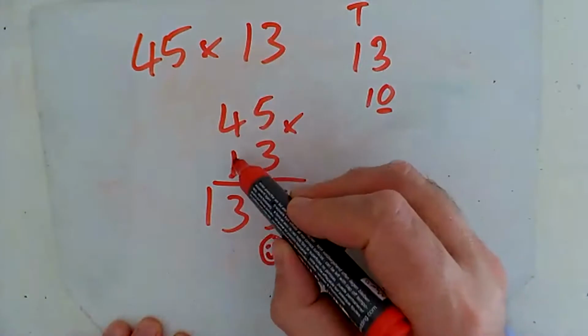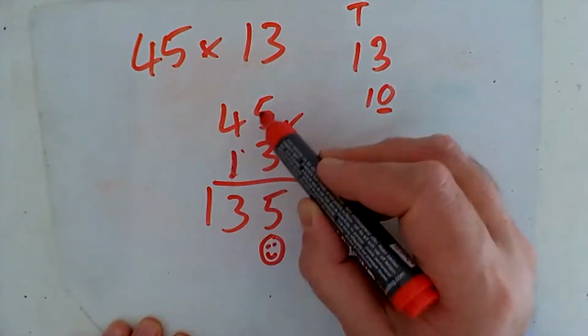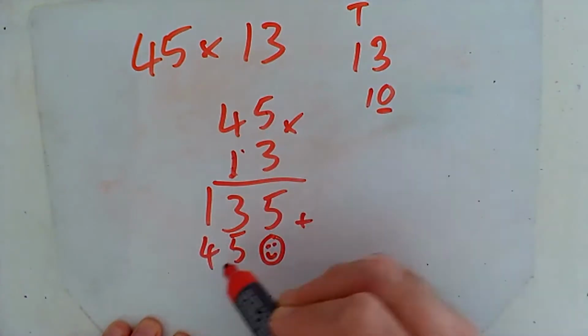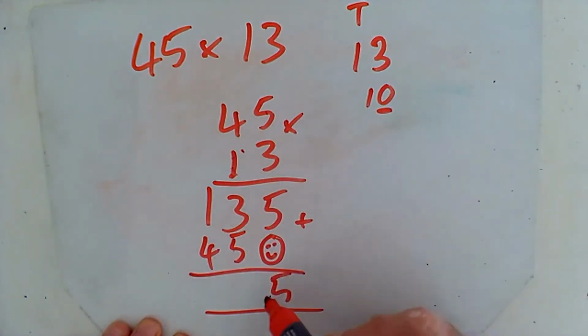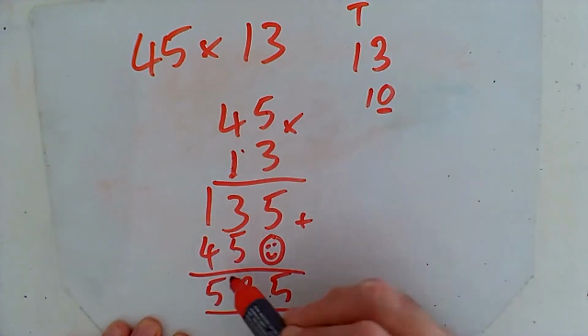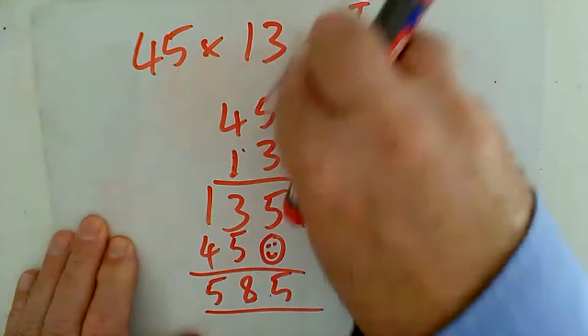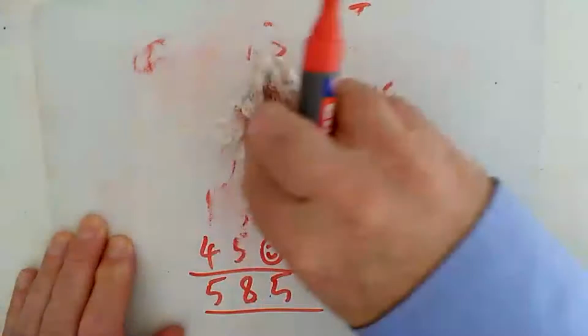So 1 times 5 is 5. Then we do the same thing. We just go from here to the unit there, 5, and then 1 times 4 is 4. And then we keep them all in line so we can add them up at the end. So it becomes 585. I'm going to show you one more, and then you do one on your own.